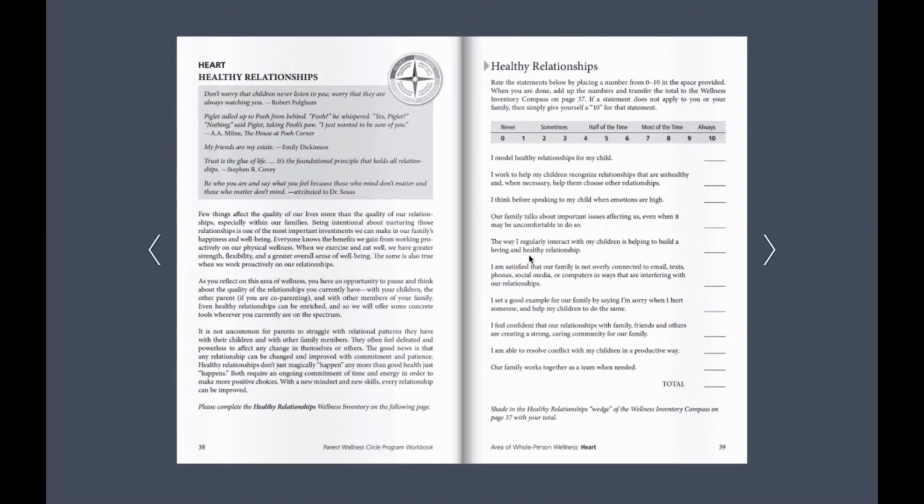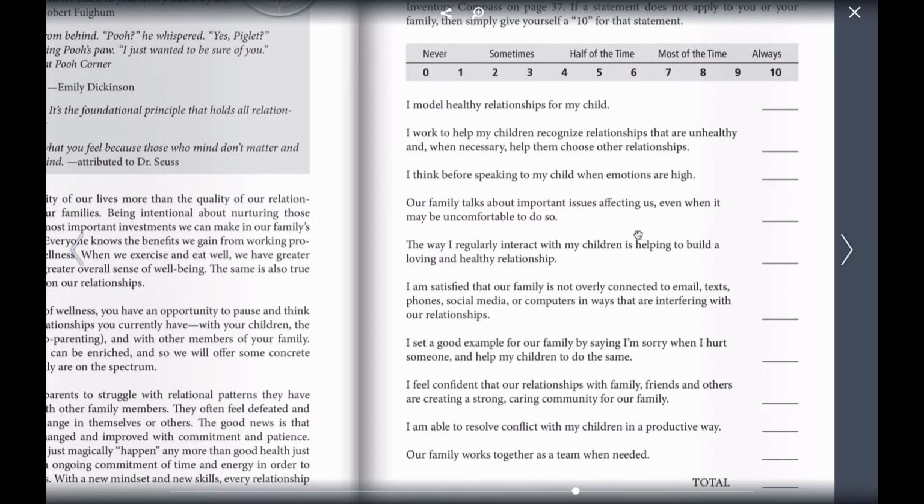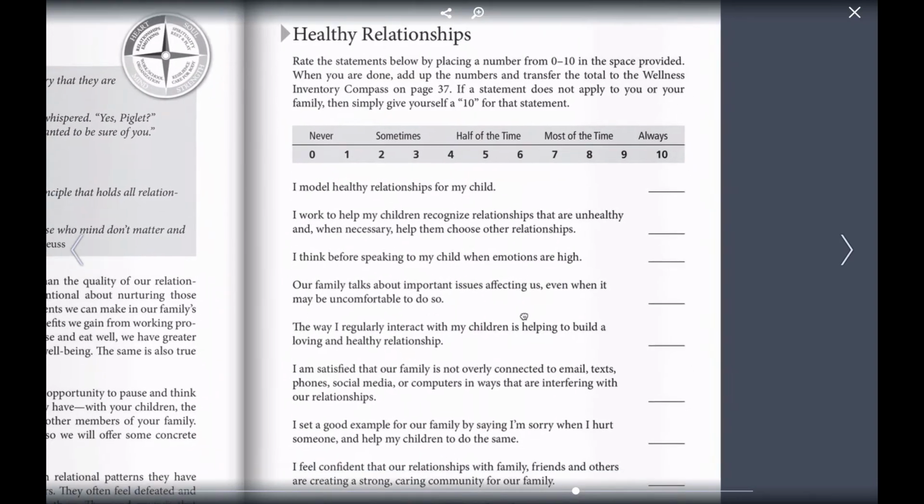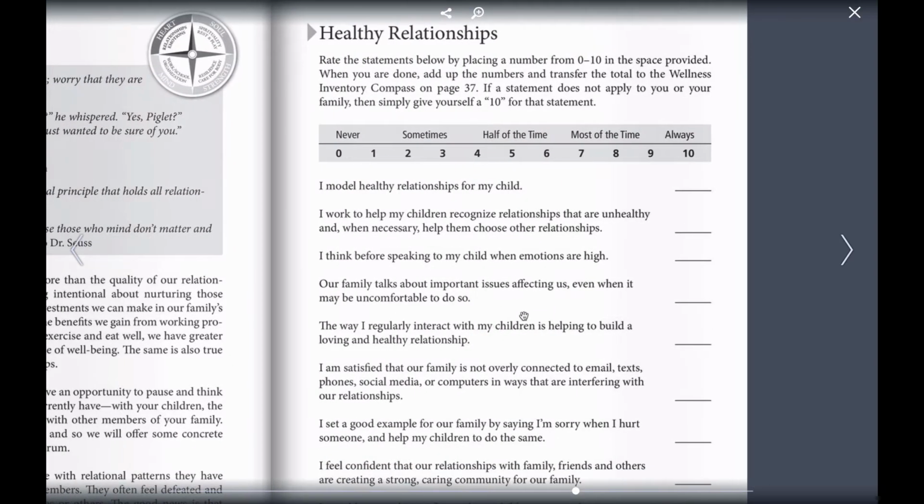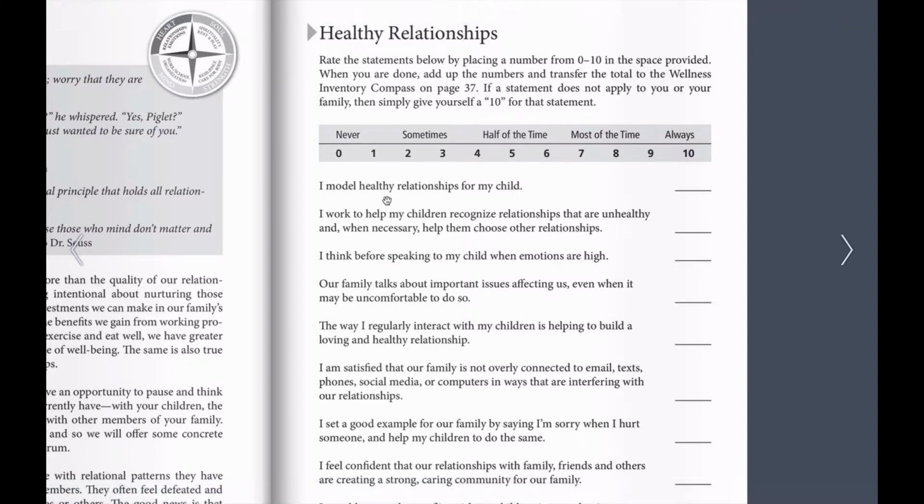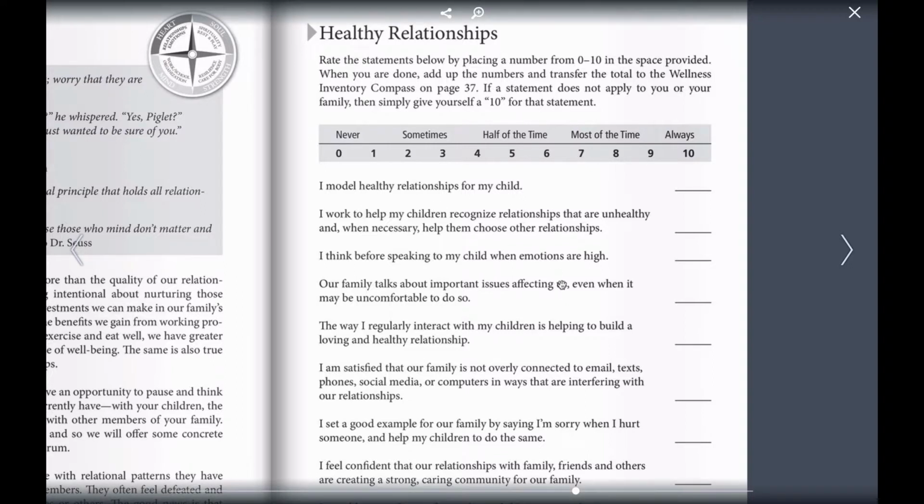The format on the left-hand page is a description that they can read later, not for session 1, but on their own. And then on the right-hand page of each of these sets of 2 pages are the statements that they will scale from 0 to 10, from never to always. And then they just put a number in there. On a scale of 0 to 10, how would you say right now, at this present moment, that you are modeling healthy relationships for your child? I work to help my children recognize relationships that are unhealthy and, when necessary, help them choose other relationships.